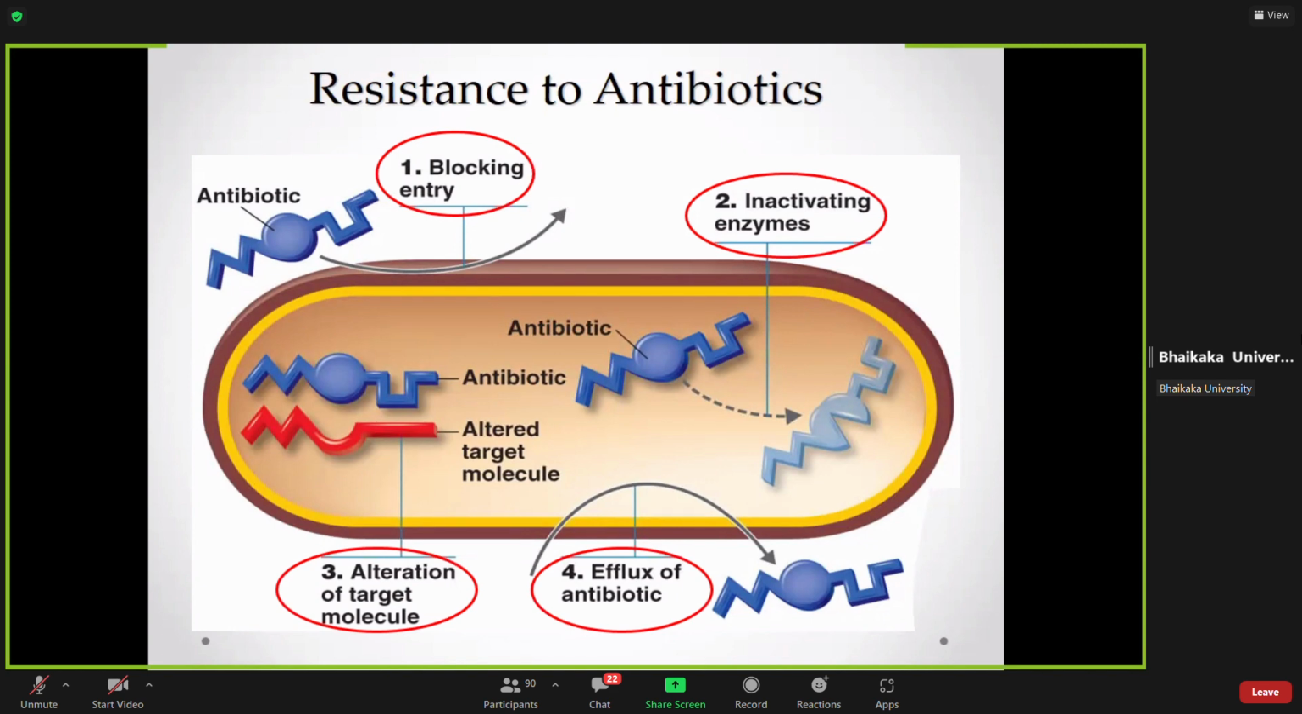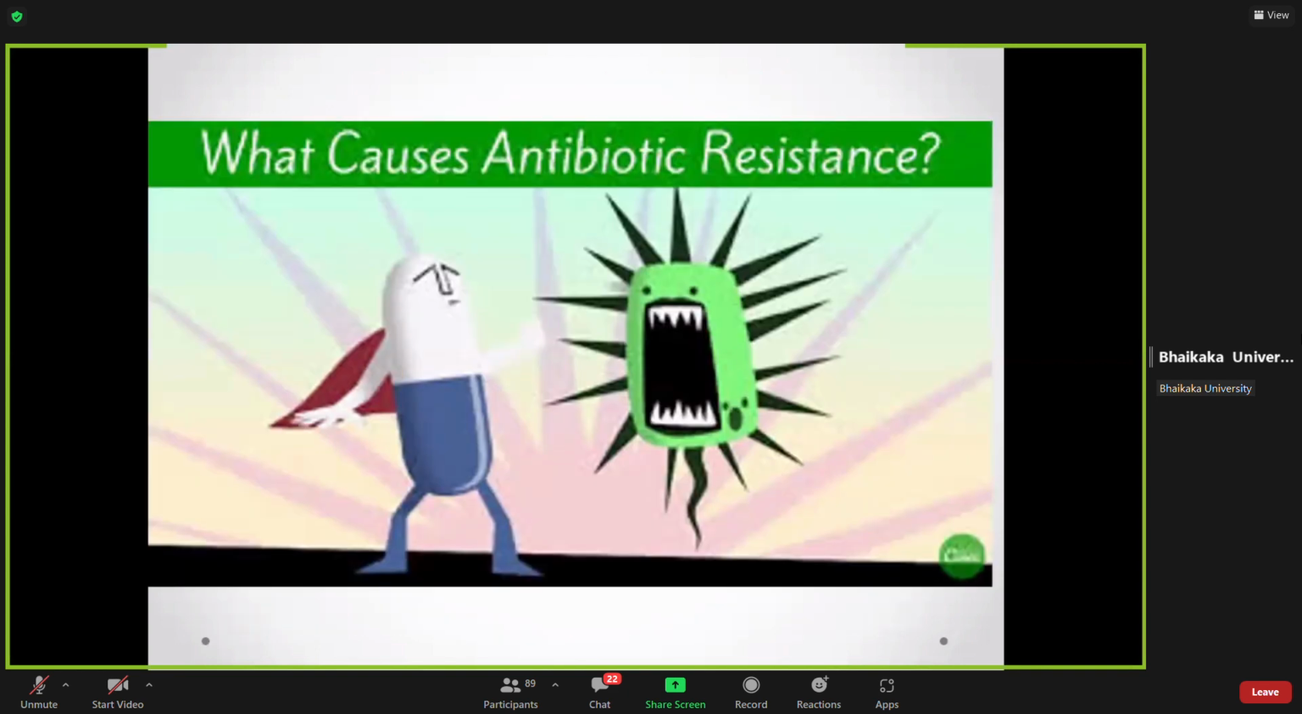Okay, and the fourth one is efflux of the antibiotic. There is an efflux pump mechanism, which continuously pours out the antibiotic from the cytoplasm. Whichever antibiotic has reached the cytoplasm, the efflux pump will continuously pull that antibiotic outside the cell membrane, and that's how they will not let the antibiotic effectively inhibit any growth within the cytoplasm. So these are four important mechanisms by which the organism gets resistance.